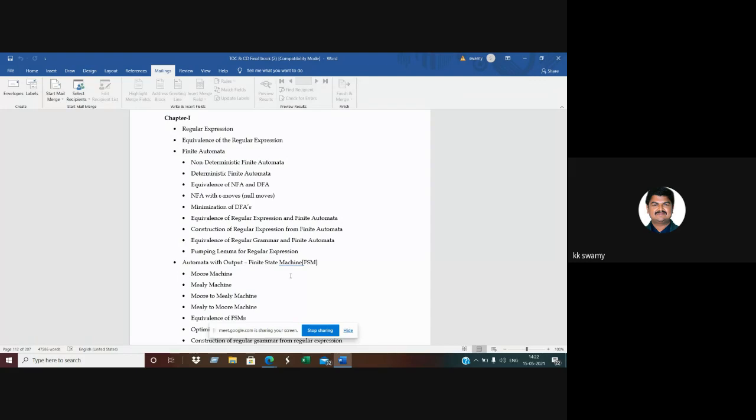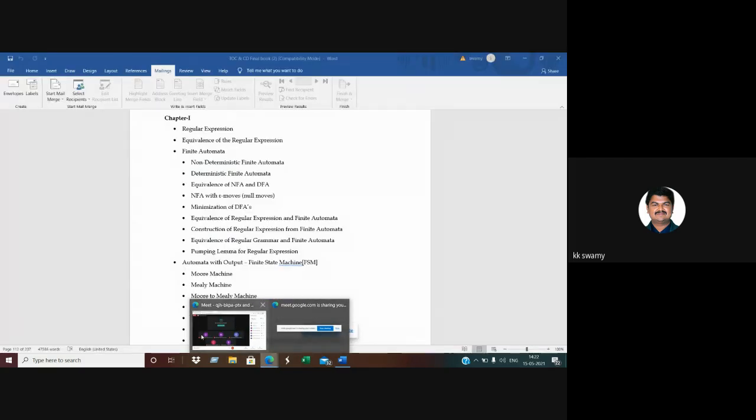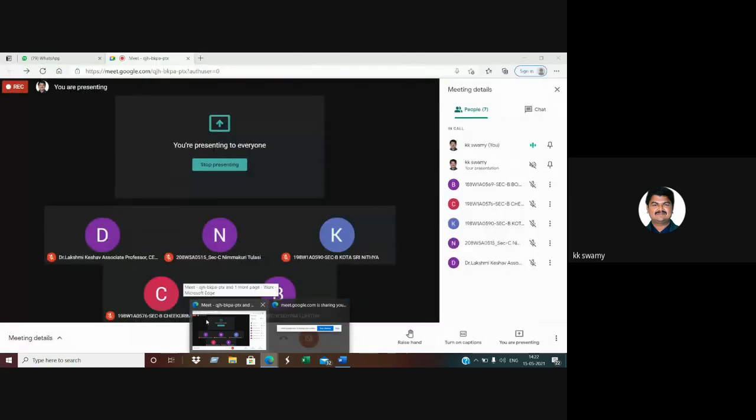Now today, first of all, can you give any example for the theory of computation? Any applications for the theory of computation? Anyone? What are the applications of the theory of computation?